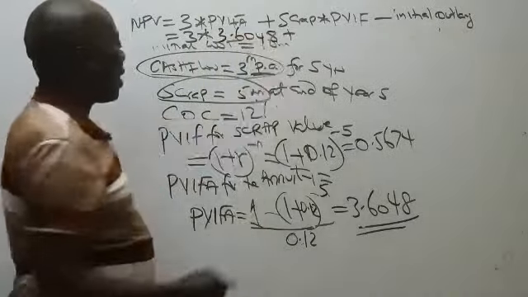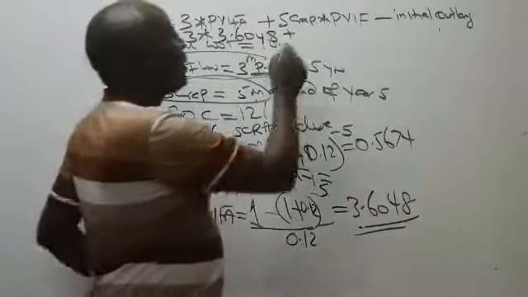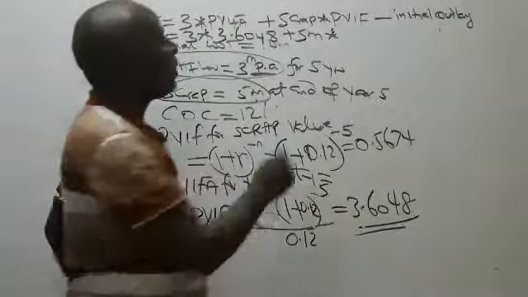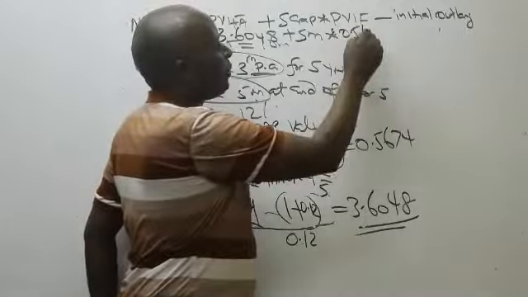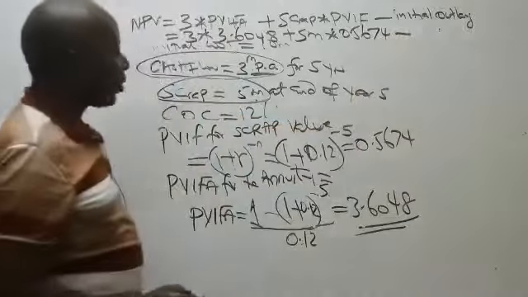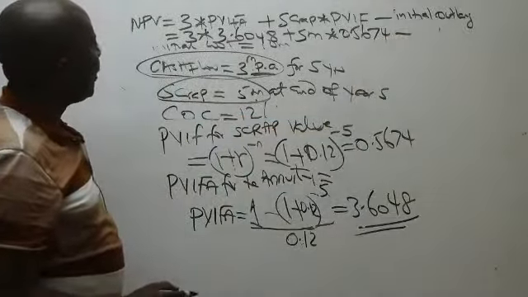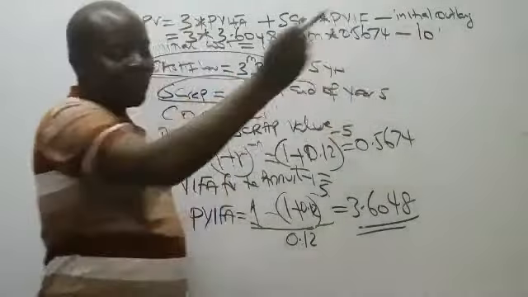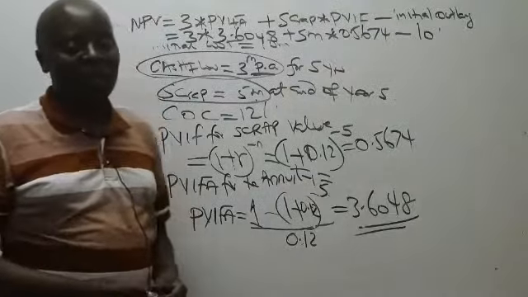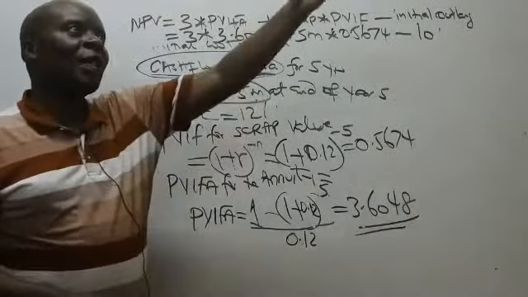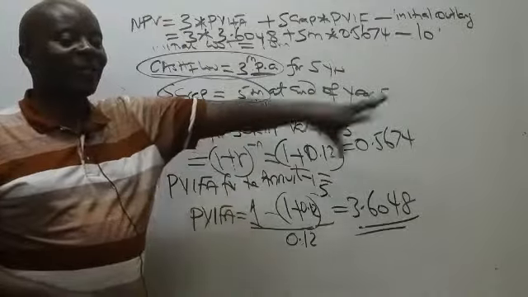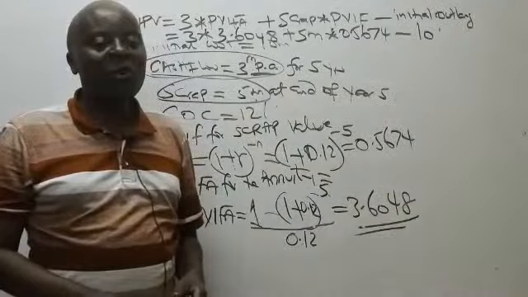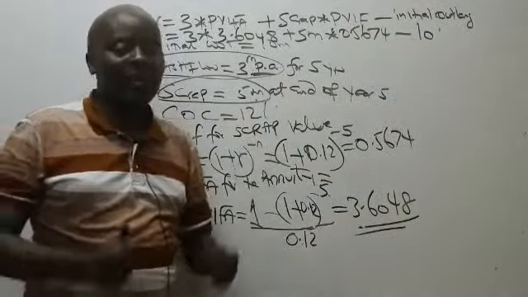3.6048 plus the scrap. Scrap, what do we have here? It's 5 million times PV. You guys gave me a figure of 0.56, 74 minus the initial outlay. The initial outlay is a figure you had given me here of 10 million. All figures are in millions. So could you kindly give me this net present value? I've taken the future cash flows, discounted them very nicely, subtracted the initial outlay. We don't discount the initial outlay because we're assuming that it has been incurred today.